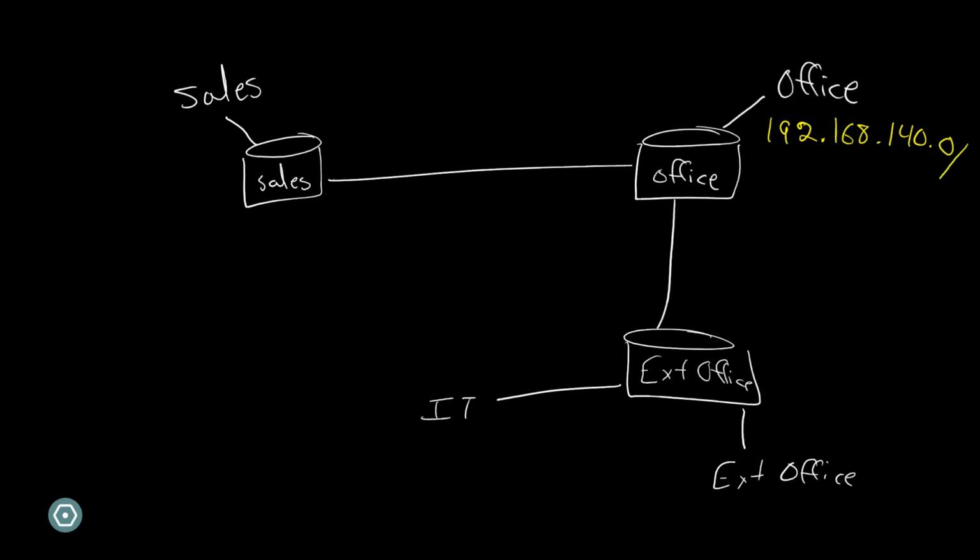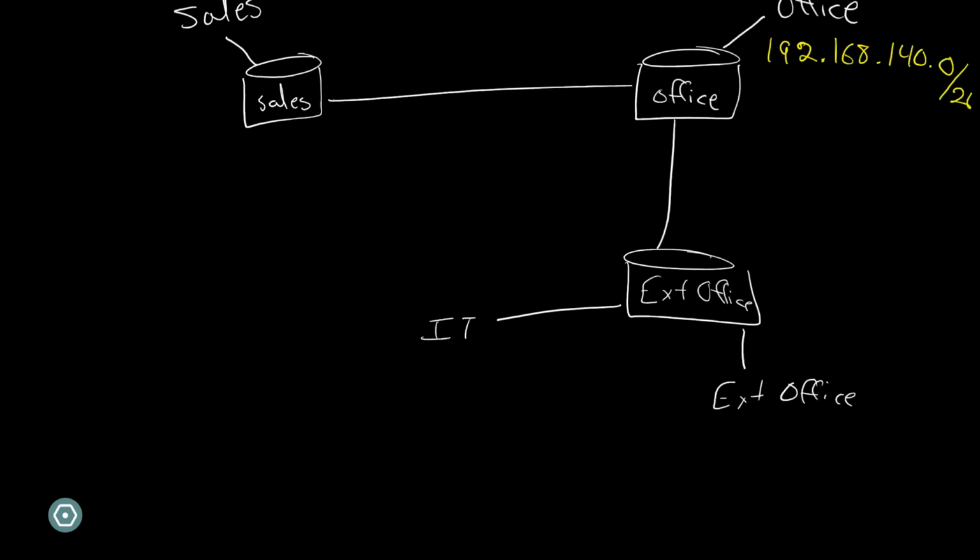192.168.140.0 in a /26 network. The sales network was the next one we calculated. This would be 192.168.140.64 in a /26 network. The exterior office was the next one we calculated that needed 14 hosts. So this one was 192.168.140.128. This was a /28 network.